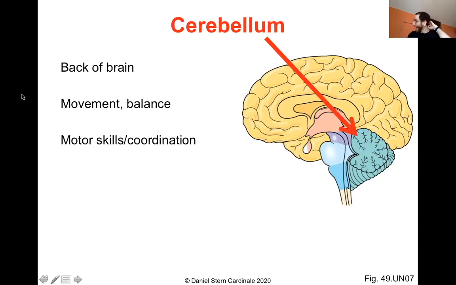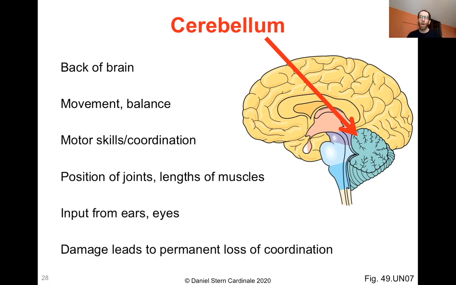Now, kind of in the back over here, we have a structure called the cerebellum. This is really highly involved with movement and balance and things like coordination and motor skills. A few specific things that the cerebellum is involved with are things like the position of joints and the lengths of muscles. So, are your muscles stretched or contracted? The cerebellum is going to be the part of your brain that ultimately makes that determination.